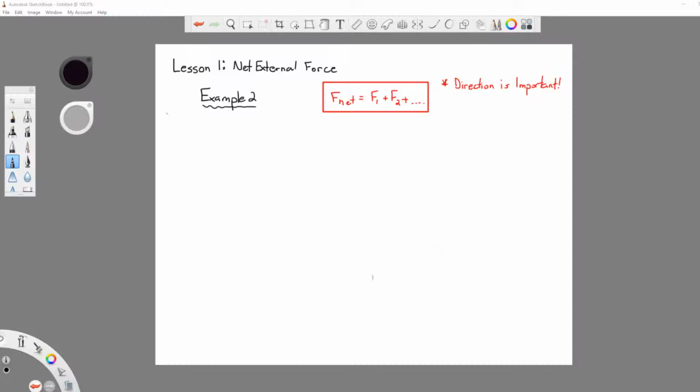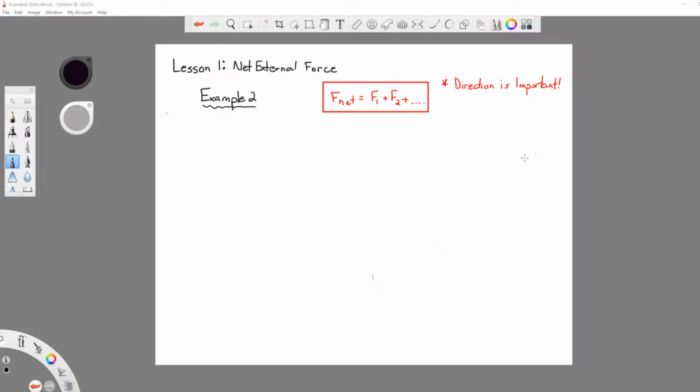In this second example, we are actually going to be looking at the Fnet equation that is going to come into work a lot in this unit. This Fnet equation really just shows us that the net force on an object, or all the forces acting on an object combined, is just the sum total of all the forces acting on it.